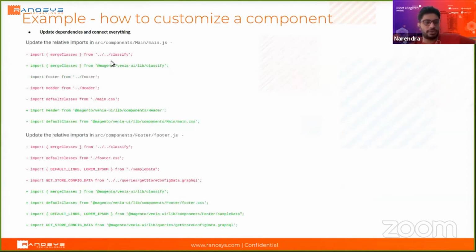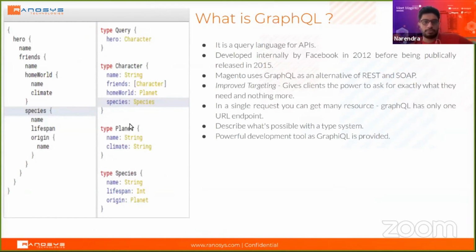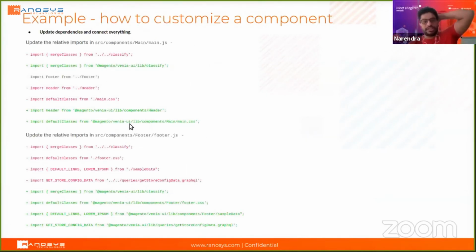Similarly, we will override this main.js as well, and inside main.js, instead of footer, we will give all the other files the absolute location, that is @magento/venia-ui only. So by doing this, we can customize and do whatever we want. And at the end, as we are including the footer, we have not given the path of the footer from node_modules. So this footer will be included from your theme, and you can do whatever customization you want.